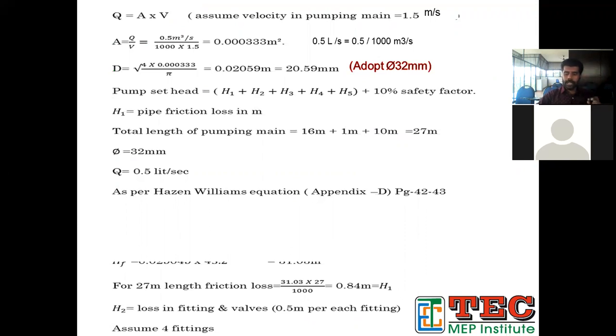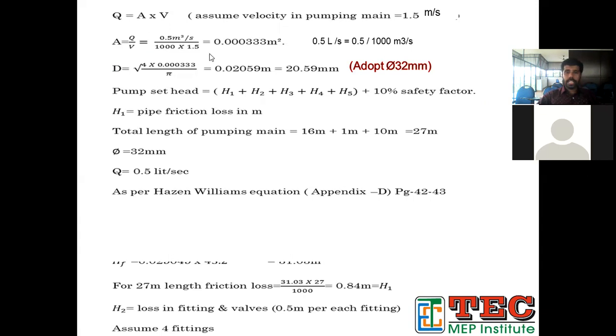It is assumed that for each fitting, 0.5 meter will be reduced. So 0.5 meter will be taken for each fitting. Here we can imagine that there are 4 fittings. So if it is 4 fittings, 4 into 0.5 will be 2 meter. 2 meter will be H4, which means fitting loss.